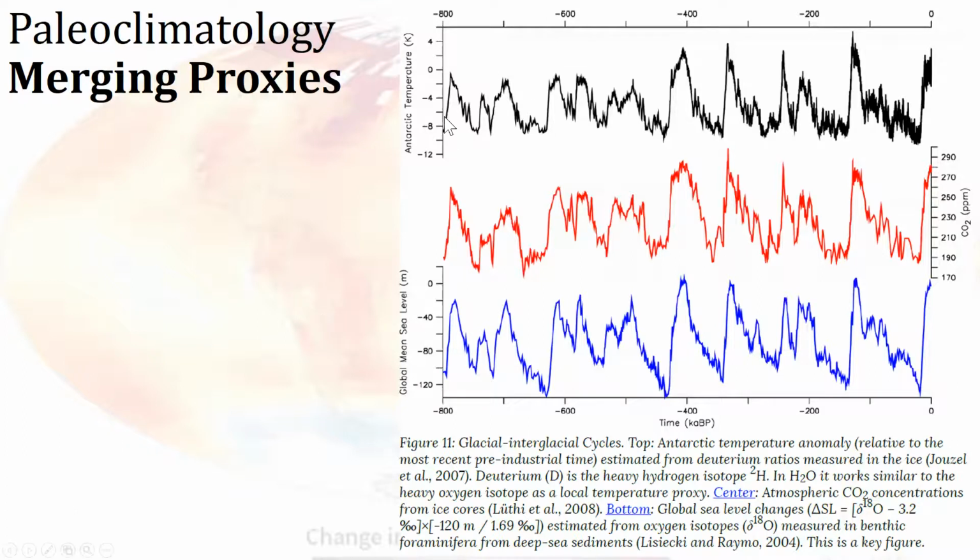So this one is Antarctic temperature, the temperature anomaly estimated from the deuterium ratios, right? So this is the heavy hydrogen isotope, similar to the oxygen that I talked about in the book. So you've got a reconstruction based on hydrogen isotopes up here. You've got a reconstruction here from CO2 concentrations from ice cores. And then you have a reconstruction here of the heavy oxygen isotopes, estimating global sea level changes.